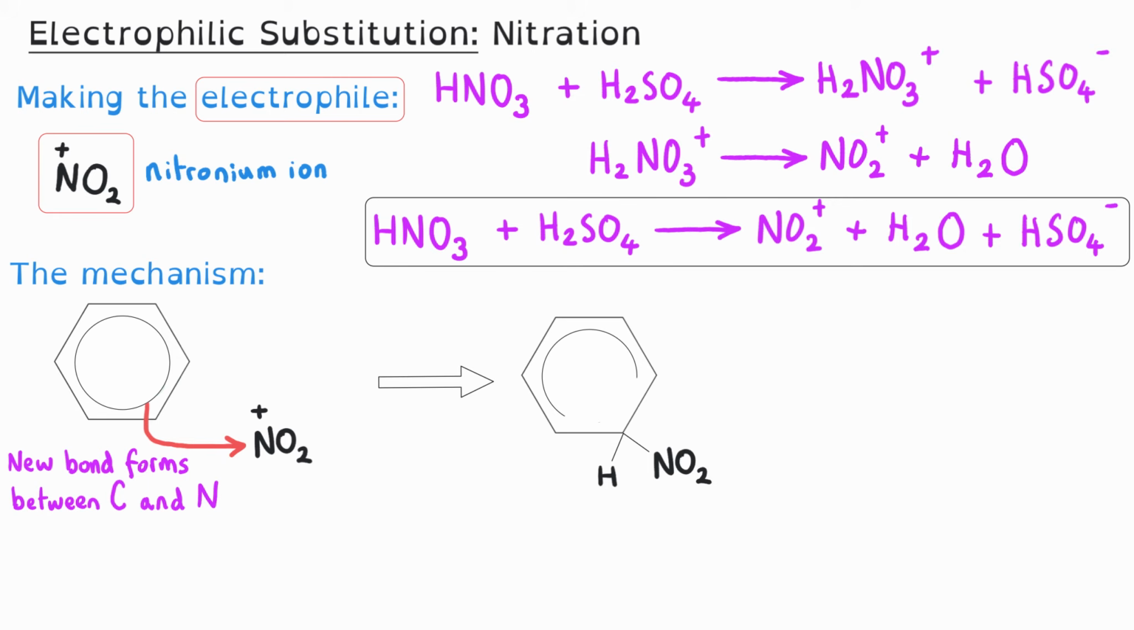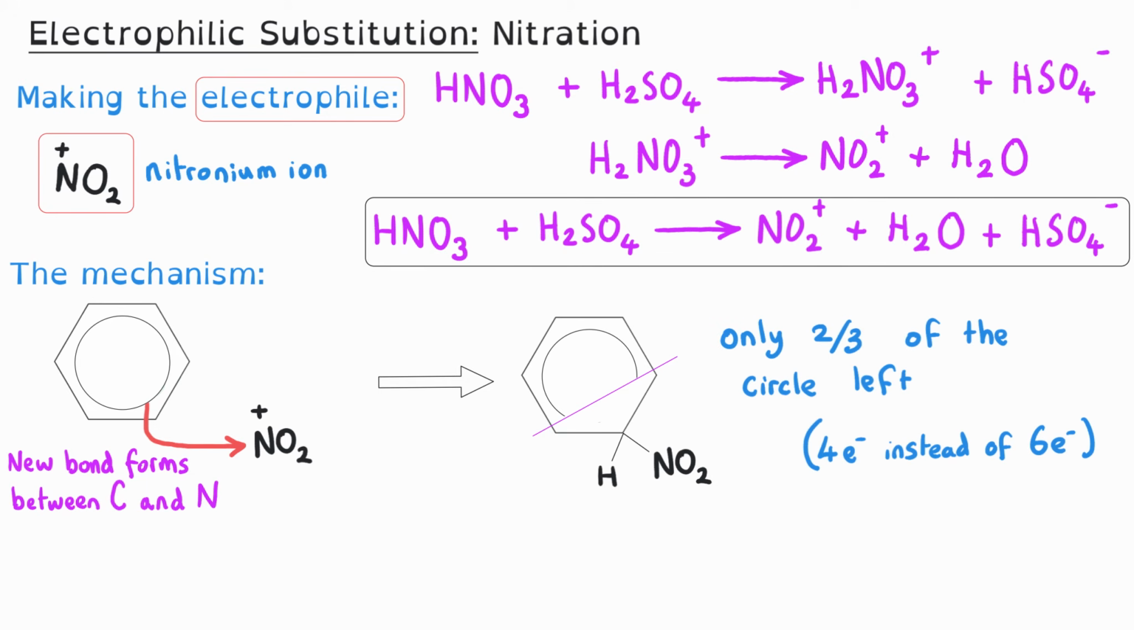And so the ring that was representing all 6 of those electrons needs to be incomplete. And so what I'd like you to do is imagine that there was a line across the benzene ring dividing it 2/3 on one side and 1/3 of the other.